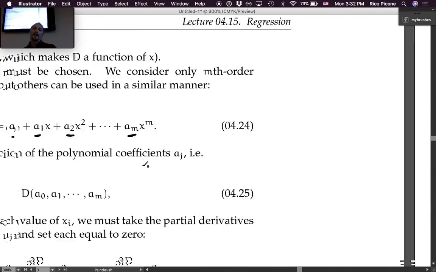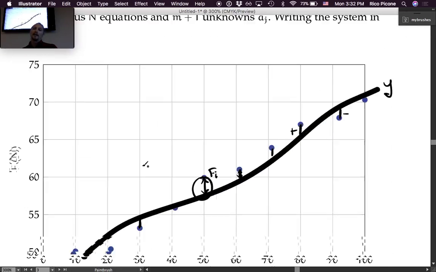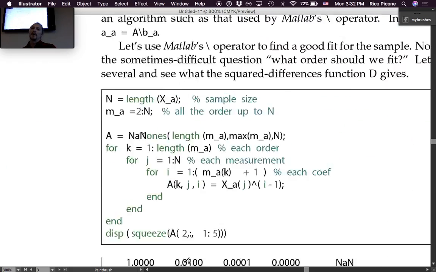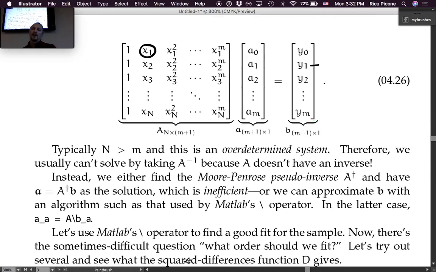For instance, we want to fit a first order system, right? A linear one is probably what we're going to do eventually with this problem. But we've got like 10 data points, right? So 10 data points is greater than 1. So we have what's called an over-determined system.